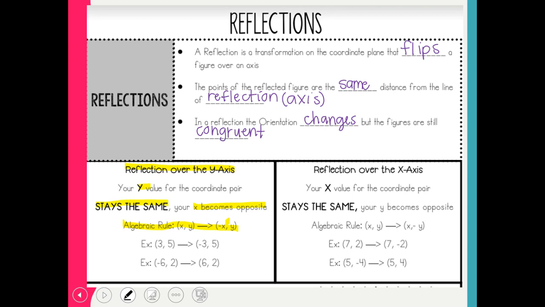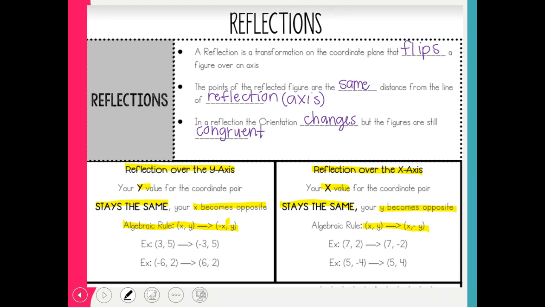Okay? So now if we have reflection over the x-axis, your x value stays the same, your y becomes opposite. So our algebraic rule for reflection over the x-axis is that x stays the same and y becomes opposite. When you see that negative symbol in front of y or x, it just means opposite. It doesn't mean negative. So if we have (7, 2), it becomes (7, -2). The 7 stays the same, the 2 becomes opposite. (5, -4): the 5 stays the same, the 4 becomes opposite, so it becomes positive. Does anybody have questions about the rules?